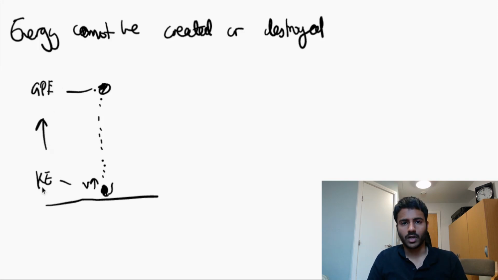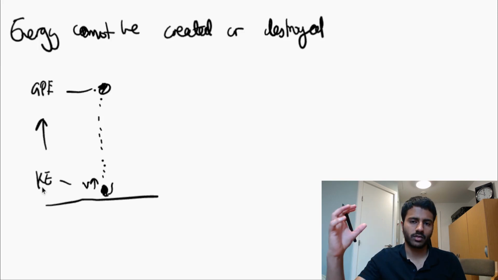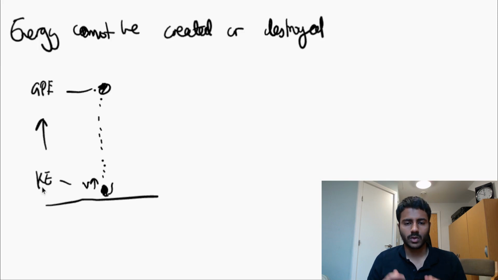So it's no longer moving, and gravitational potential energy is associated with how high above the surface of the Earth a football or an object is. So it slows down because it's losing kinetic energy, and that kinetic energy is being transformed or converted into gravitational potential energy. It's not getting destroyed, it's only being converted from one form to another.